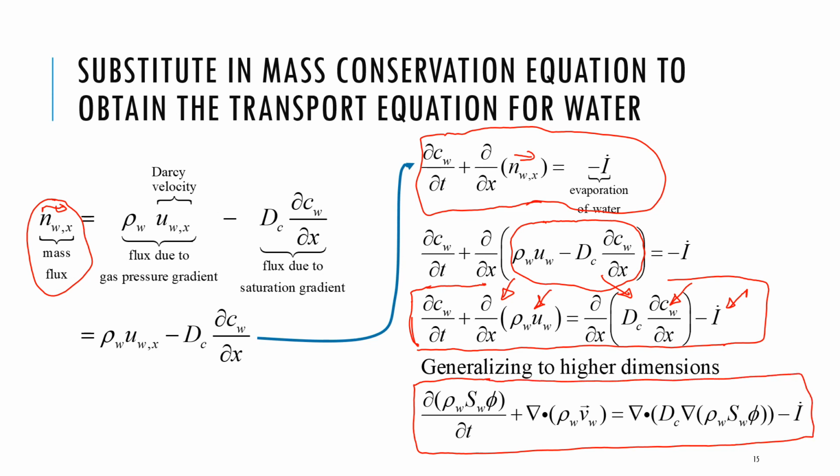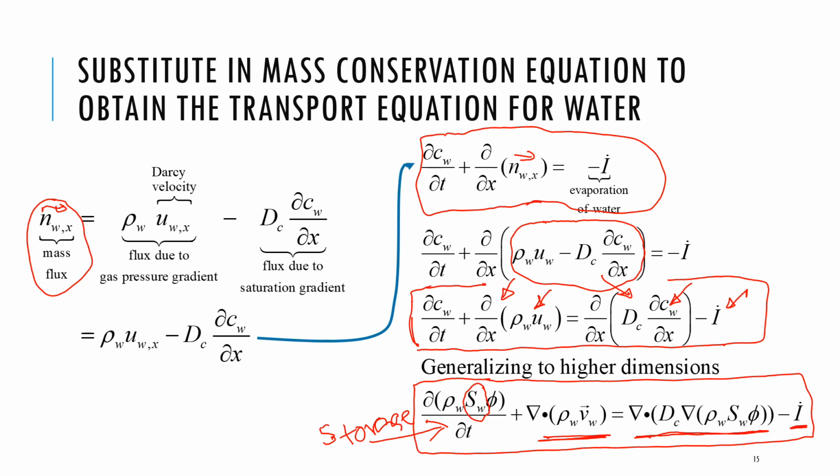And again, if you recall, this is the storage term. And then this is the term due to flow, and this is the term due to diffusion. So the diffusion here is capillary diffusion, and this is the evaporation in the matrix. So eventually we solve this equation for this saturation of water.